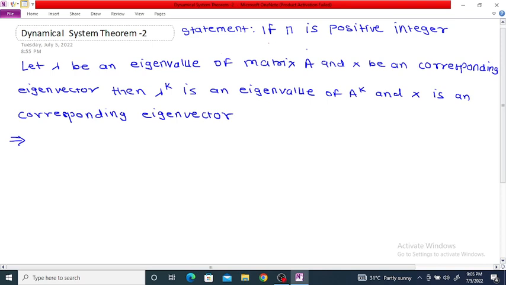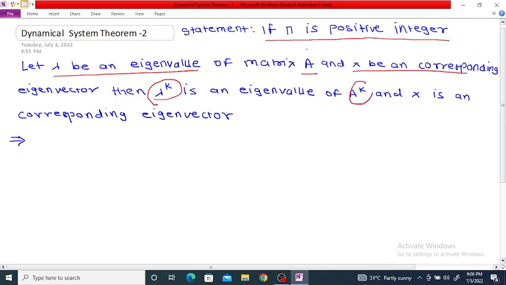Theorem on eigenvalues and eigenvectors. First, if n is a positive integer, lambda is an eigenvalue of a matrix A, and x is a corresponding eigenvector, then lambda raised to k is an eigenvalue of A raised to k, and x is the corresponding eigenvector. So first of all, we are going to see one example here.